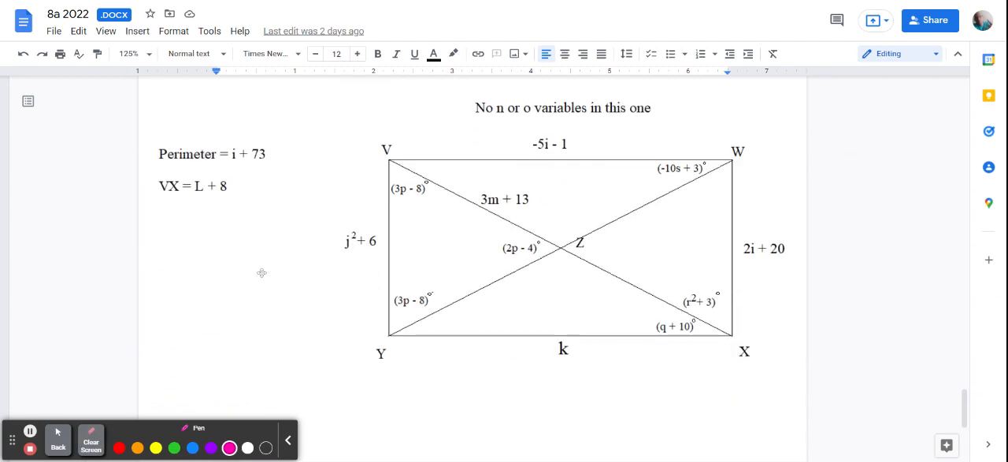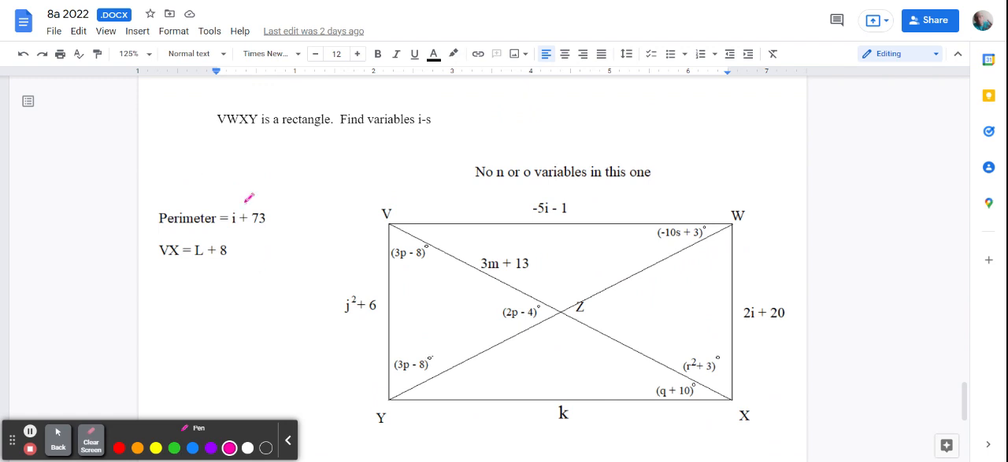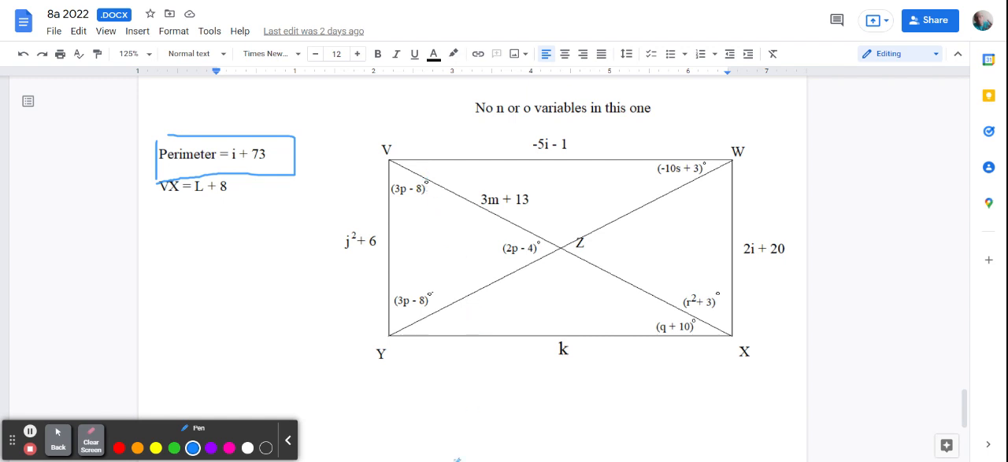All right, last one. So we have a rectangle here. We want to find variables I through S. So we know the perimeter of the rectangle is I plus 73. That's all the sides added up.